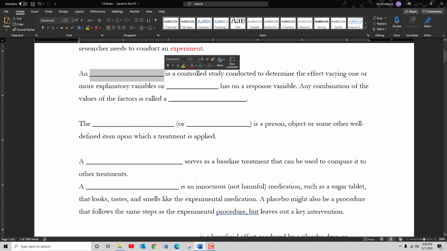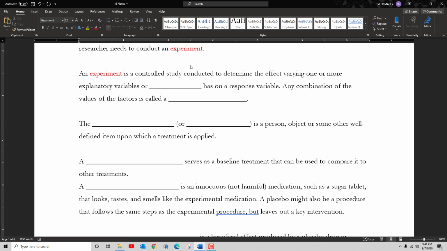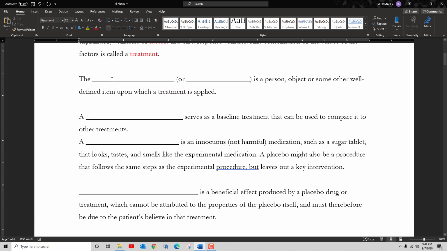Alright, so next we'll view some terms, and if you've taken intro to psychology, some of these terms might be familiar. So an experiment is a controlled study conducted to determine the effect varying one or more explanatory variables or factors has on a response variable. Any combination of the values of the factor is called a treatment. All right. So then next term.